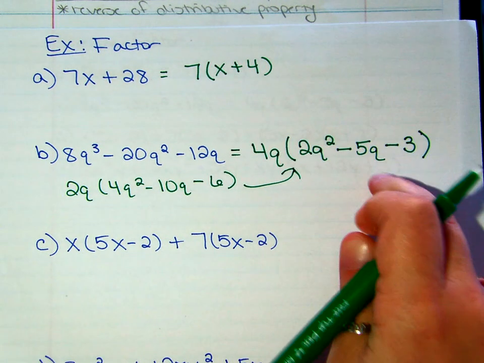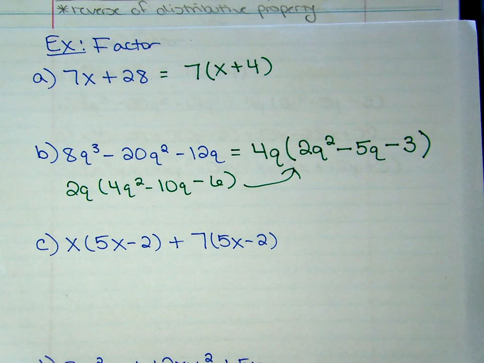So even if you're not sure what the biggest thing is that you have in common between all of these terms, and you don't necessarily want to do a factor tree for everything, pull out what you do know and then look inside and say, is there anything else they have in common?